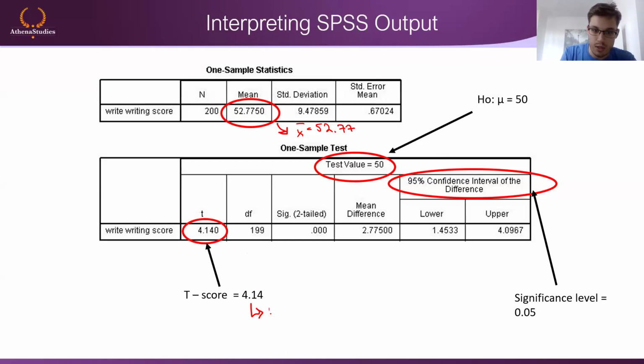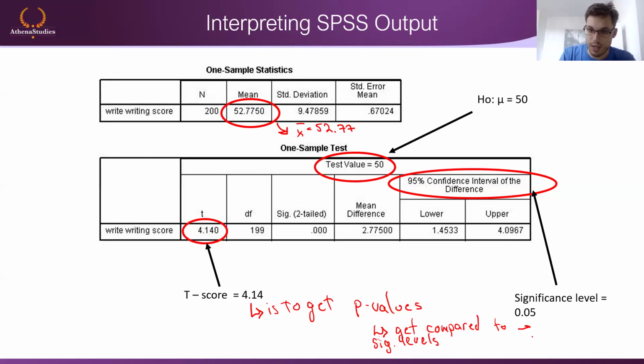It's only use is to get p-values. And then those p-values get compared to significance levels, and that gives us the answer. So that's the idea: the t-test gets you the p-value, you compare the p-value to the significance level, and then that gives you reject or not reject, basically.